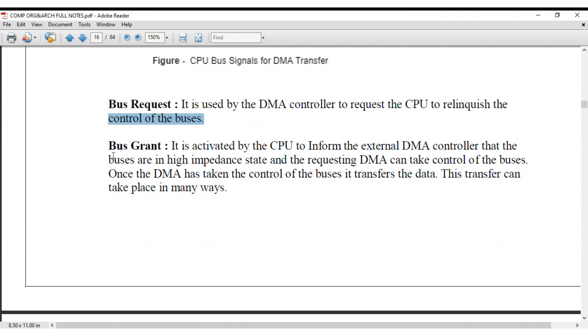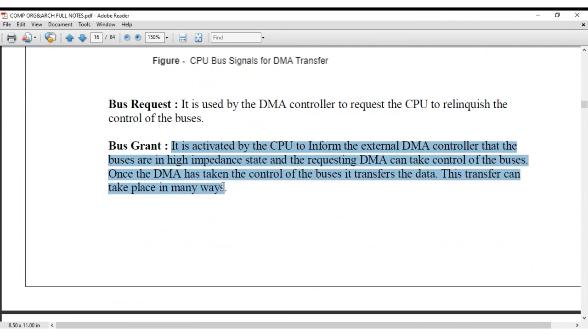All right. And then bus grant, it is activated by the CPU to inform the external DMA controller that the buses are in high impedance state, and the requesting DMA can take control of the buses. Once the DMA has taken the control of the buses, it transfers the data. This transfer can take place in many ways.